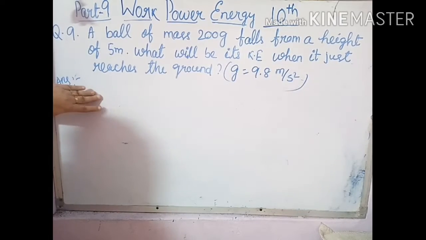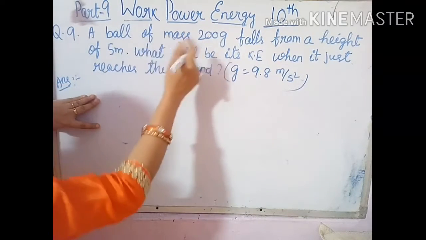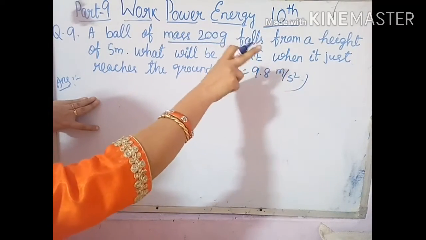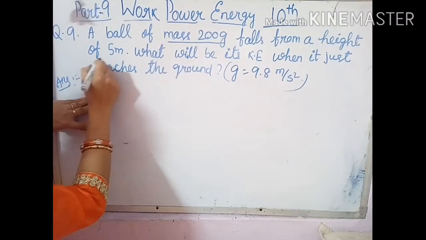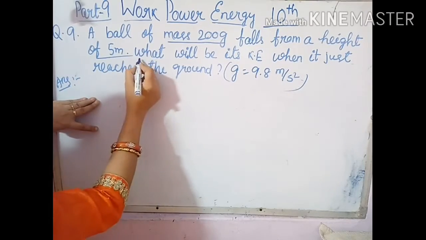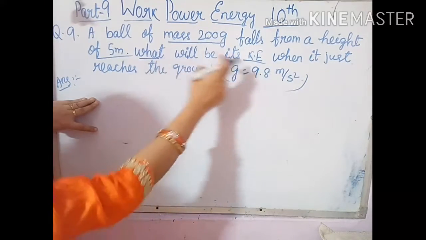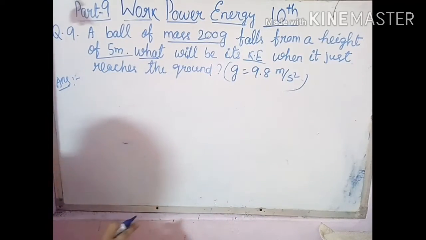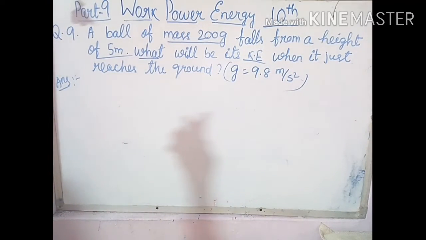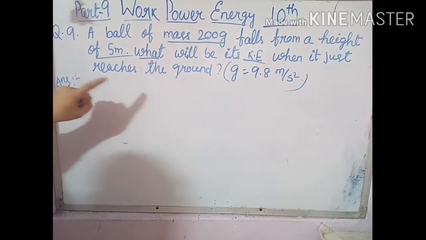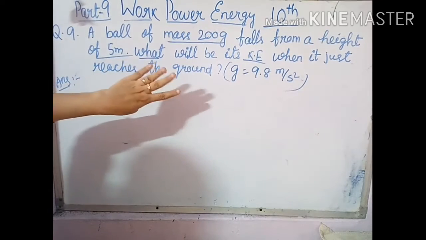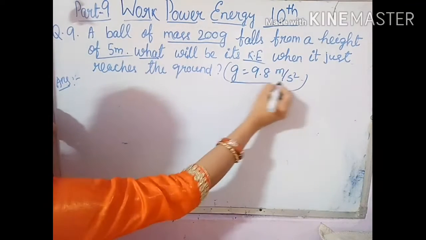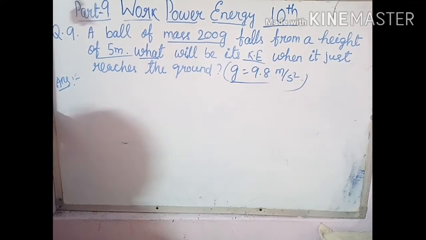Now children, see the next question. A ball of mass 200 gram falls from a height of 5 meter. Then what will be its kinetic energy? Kinetic energy is asked when it just reaches the ground. As I have told, if it touches the ground, then your velocity will be 0. That's why we are calculating the velocity or kinetic energy just before it reaches the ground. So for that what we need? Acceleration due to gravity, g equal to 9.8.